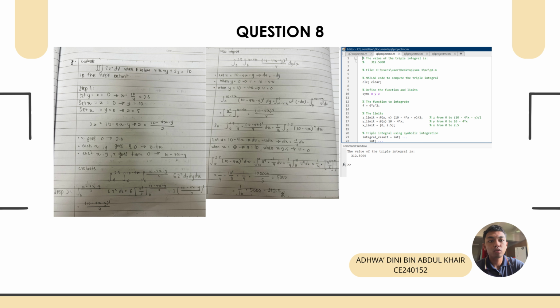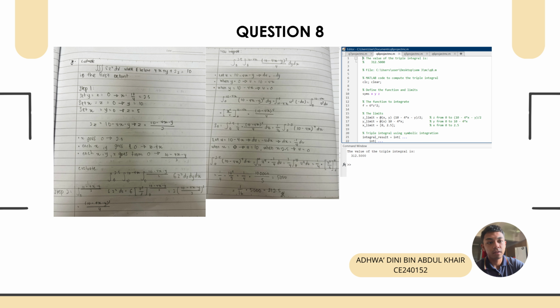This gives us the bounds: x ranges from 0 to 2.5. For each x, y ranges from 0 to 10 minus 4x. For each x and y, z ranges from 0 to (10 minus 4x minus y) over 2. Manual calculation setup: the integral becomes the integral of 6z² dz dy dx.